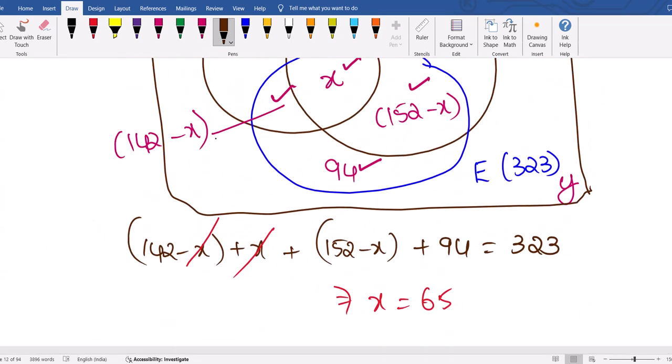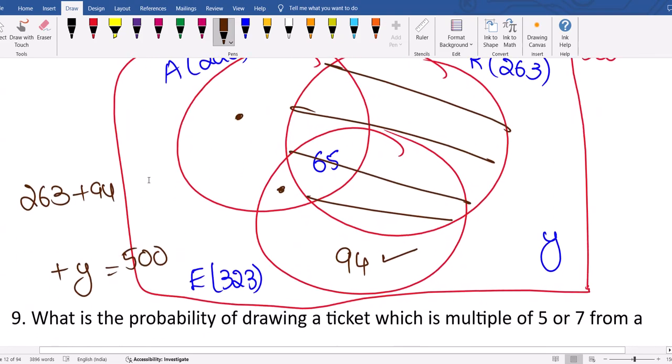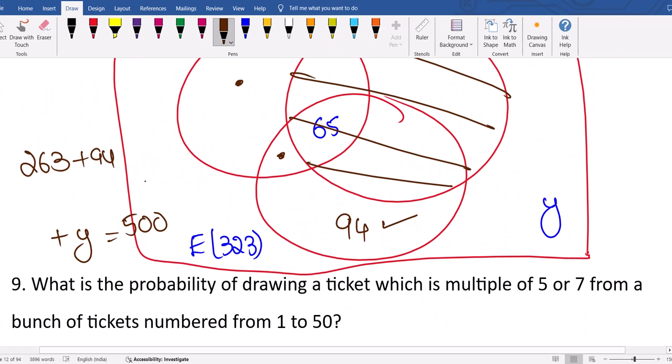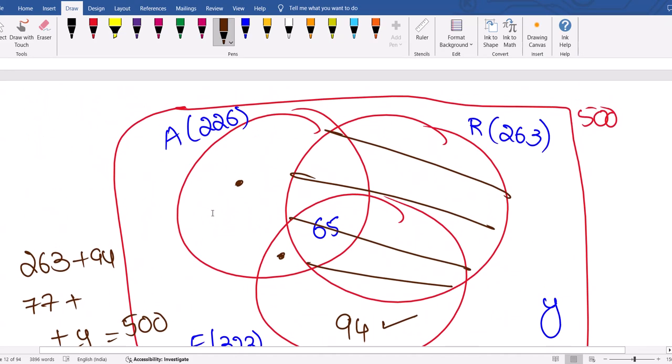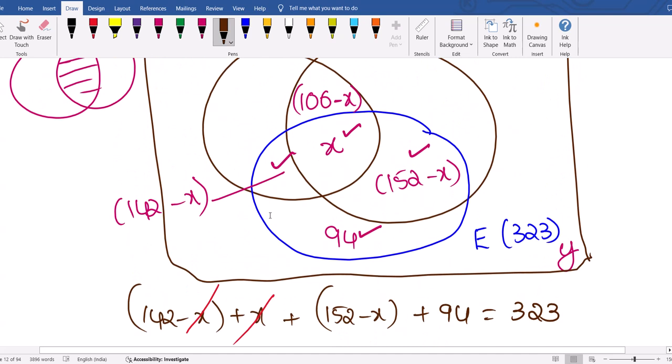What is this area, this dot area? 142 minus x. So x value 65. 142 minus 65 means we'll get 77. So 77 is this dot area. Okay. There is one more area, this one. Only aptitude. Only aptitude how much? So this is 65. Or else this is entirely 142, this entire.